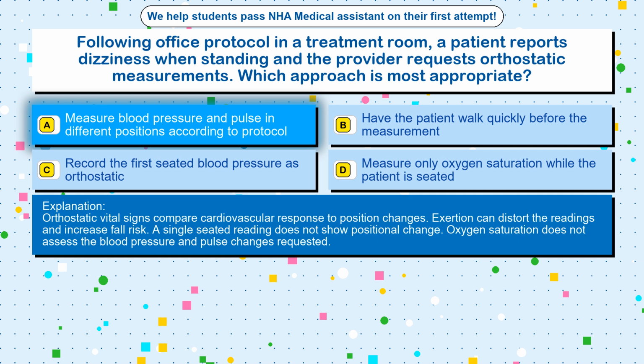Orthostatic vital signs compare cardiovascular response to position changes. Exertion can distort the readings and increase fall risk. A single seated reading does not show positional change. Oxygen saturation does not assess the blood pressure and pulse changes requested.